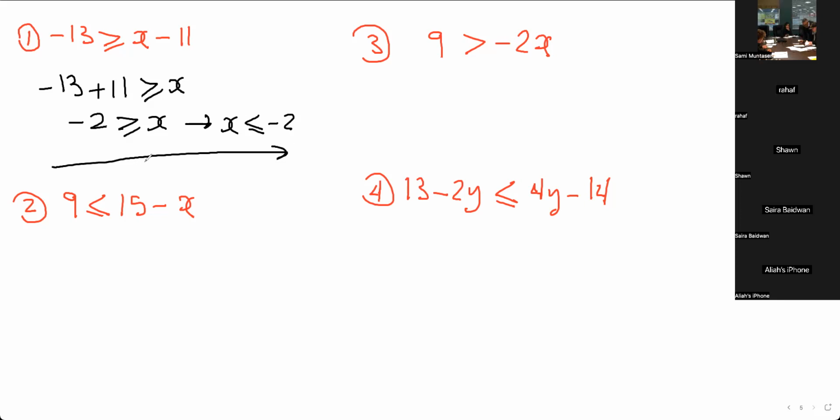Now, if you want to do your number line, that's the 0 here. Negative 2 should be somewhere around here. Because there's an equal sign, you put a circle and shade, and less than is this way, and you shade.